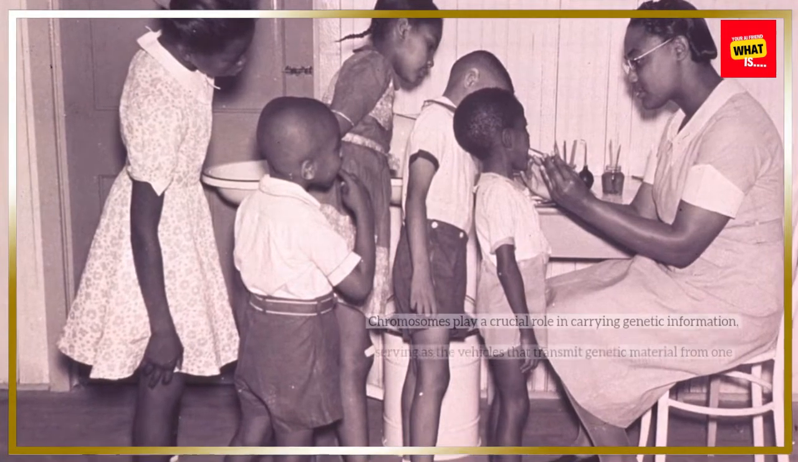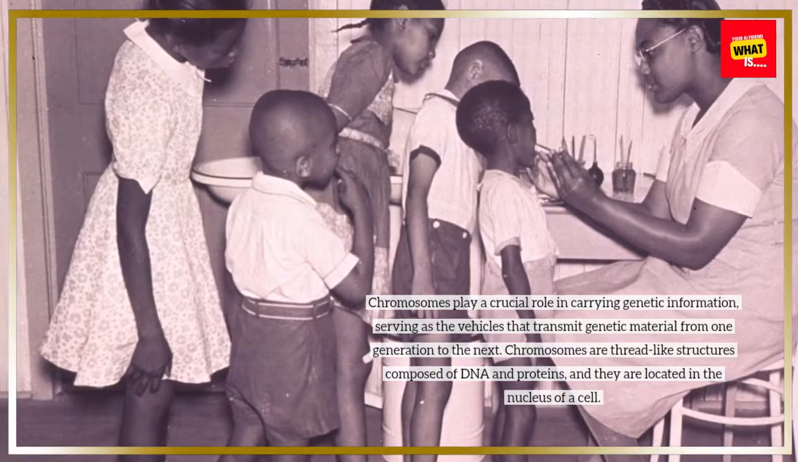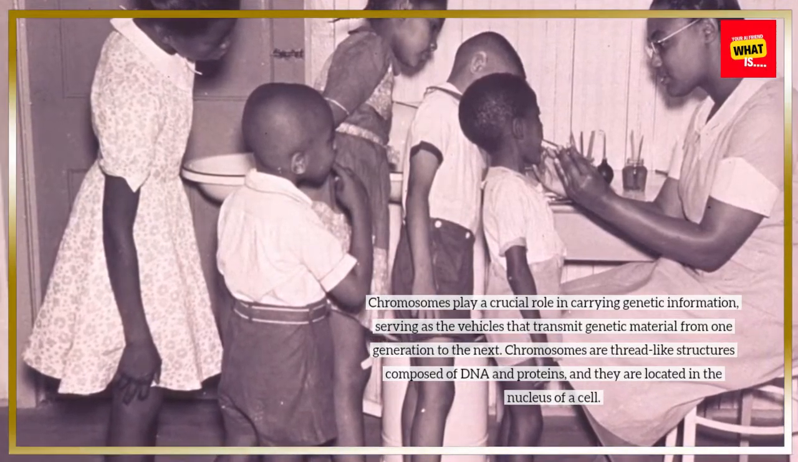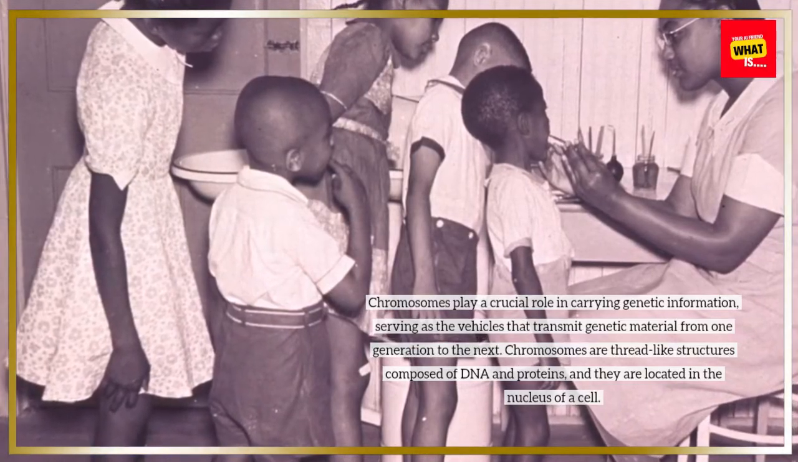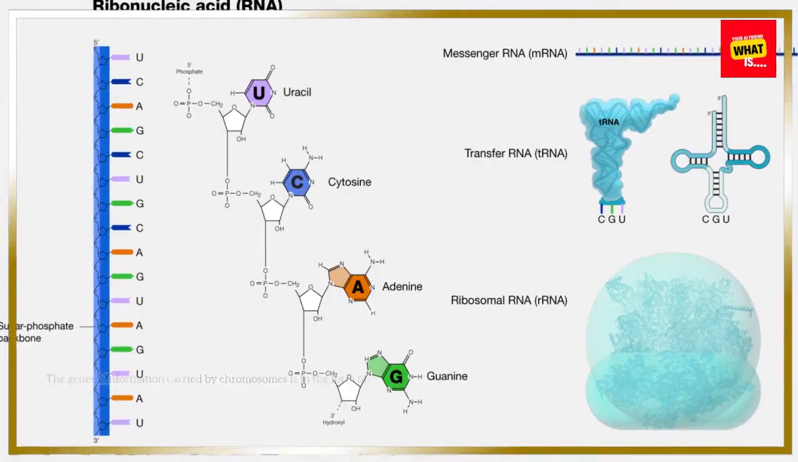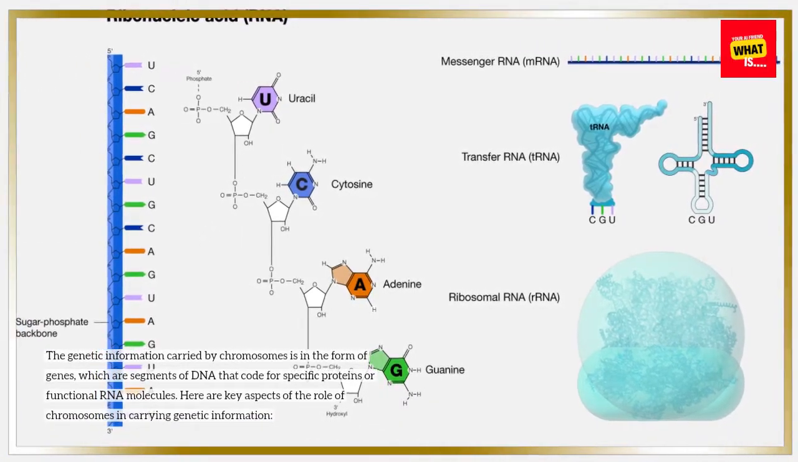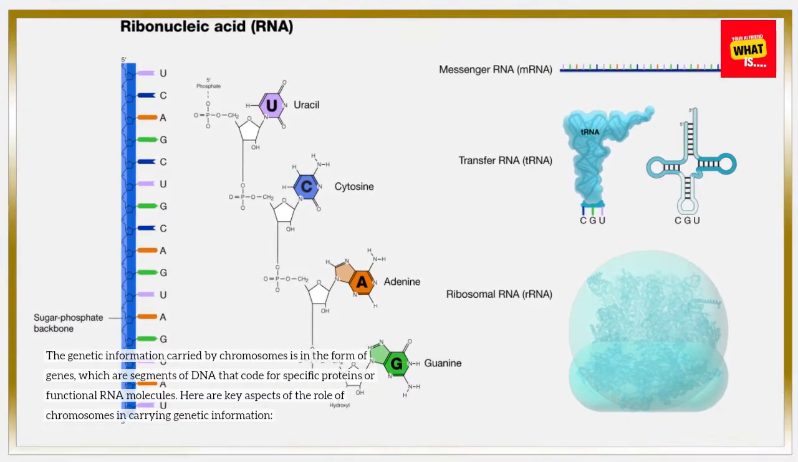Chromosomes play a crucial role in carrying genetic information, serving as the vehicles that transmit genetic material from one generation to the next. Chromosomes are thread-like structures composed of DNA and proteins, and they are located in the nucleus of a cell. The genetic information carried by chromosomes is in the form of genes, which are segments of DNA that code for specific proteins or functional RNA molecules.